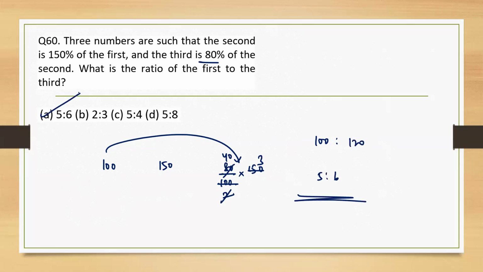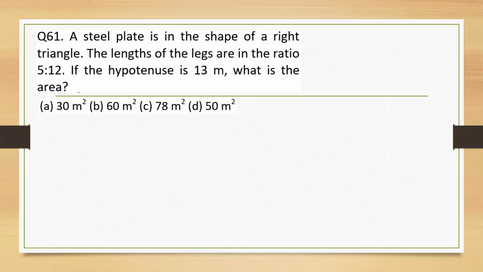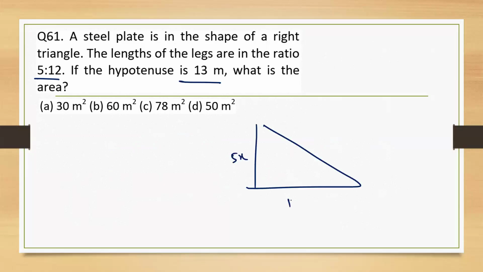So the answer is 5 is to 6 there. A steel plate is in the shape of a right triangle and the lengths of the legs are in the ratio 5 is to 12 and the hypotenuse is 13. If it is 5x and 12x, usually it is 13x. This 13x is 13 means x equals 1, which means the legs are 5 and 12 only.